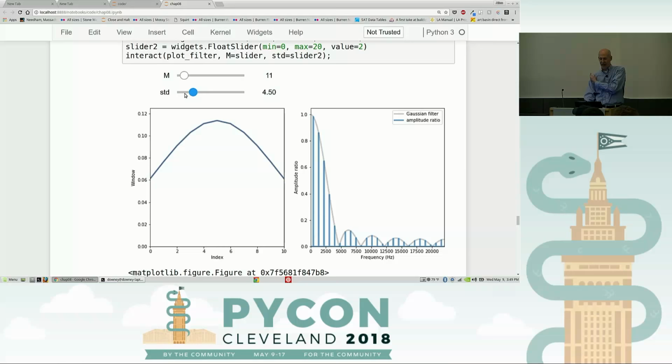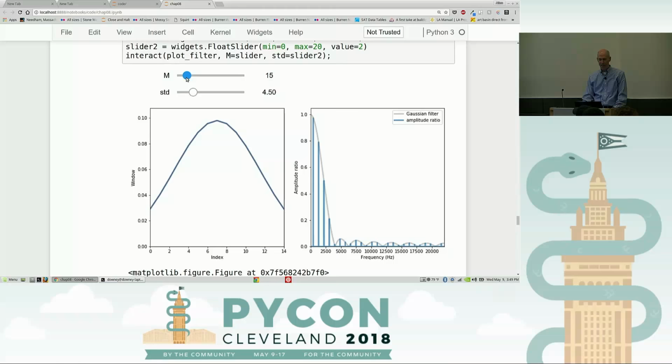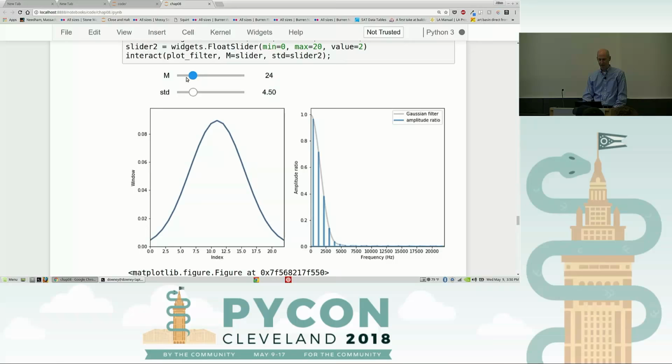One way to get rid of them is by making the window bigger so that I get a bigger slice of the Gaussian. As I make this bigger, my window is now a better and better approximation of a Gaussian. And my filter is getting to be a better and better filter because those high-frequency bouncy components are going away. How's that? Making sense? All right.